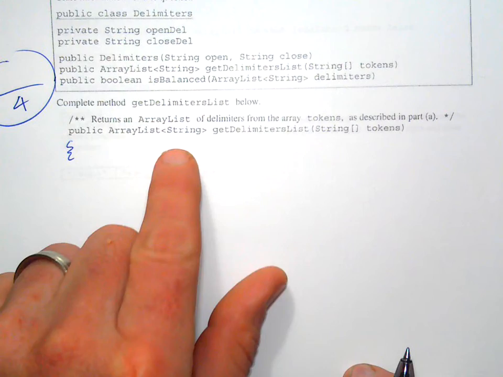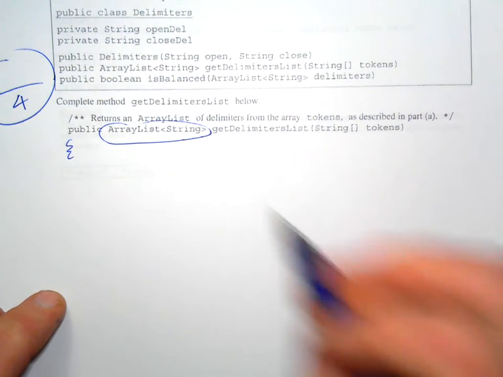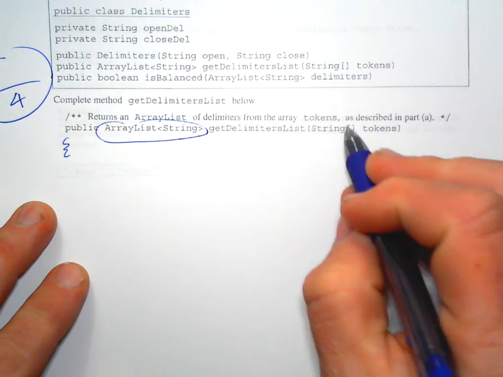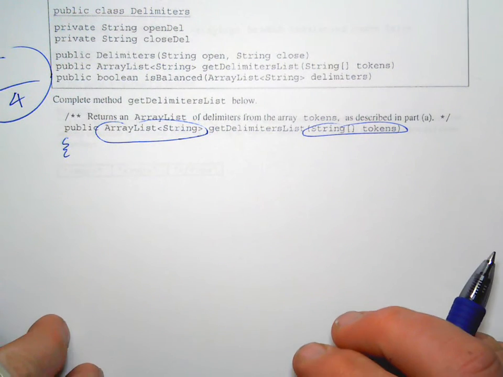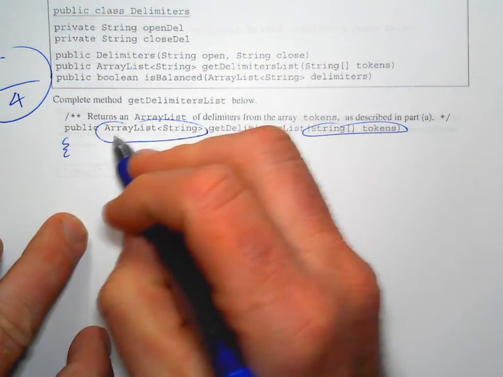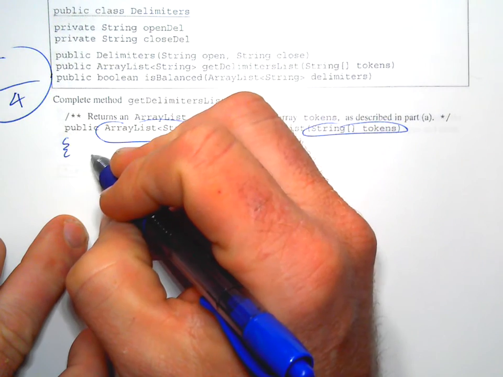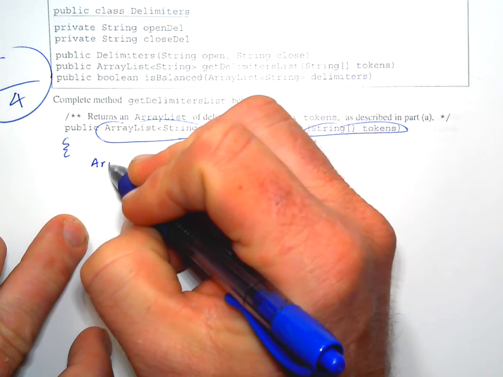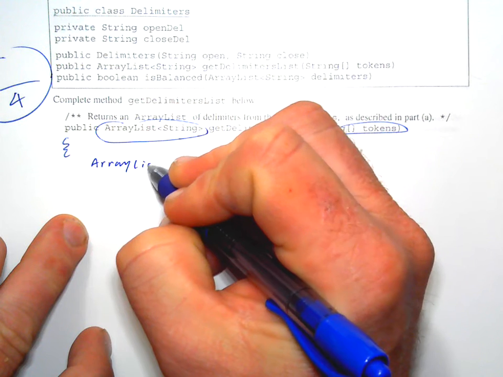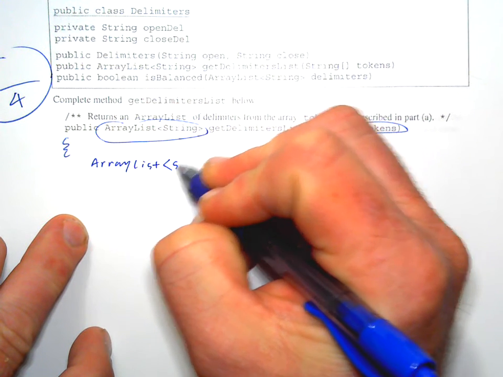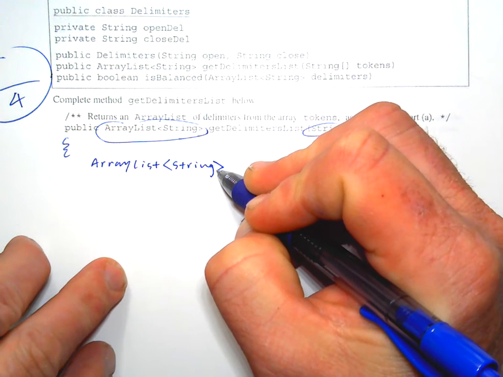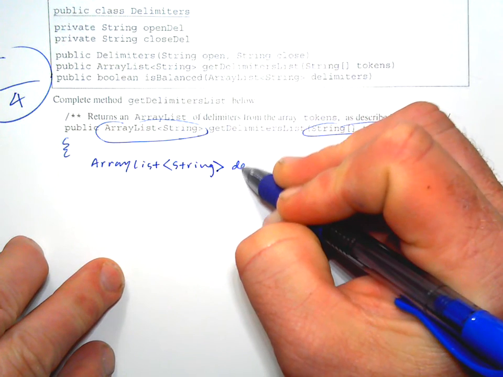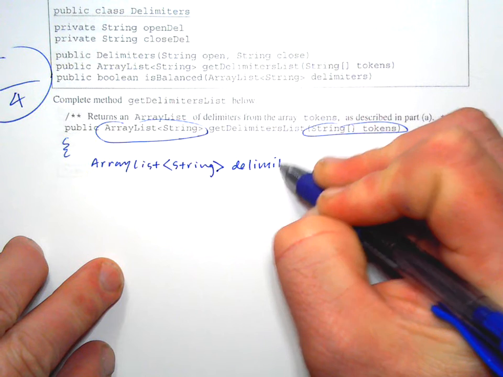First of all, we're going to return an array list that doesn't exist yet. We've been given an array, and some people lost points for treating the array like an array list. We also need to create this, so we need to create an array list that holds strings because nothing exists yet. Give it a name. I called mine delimiters list.